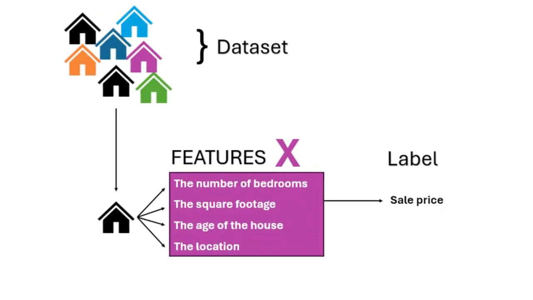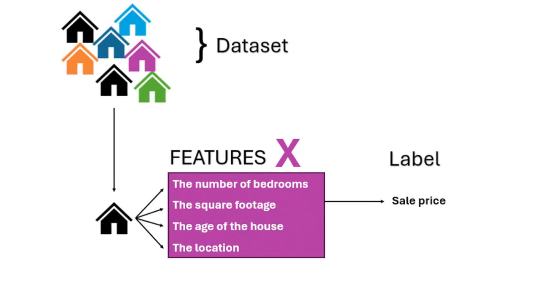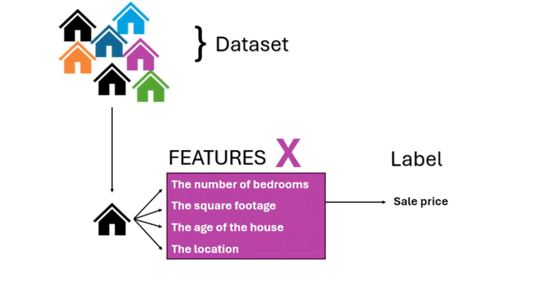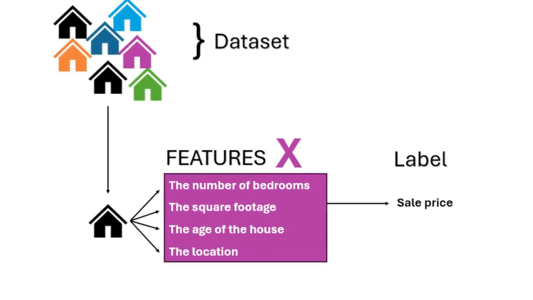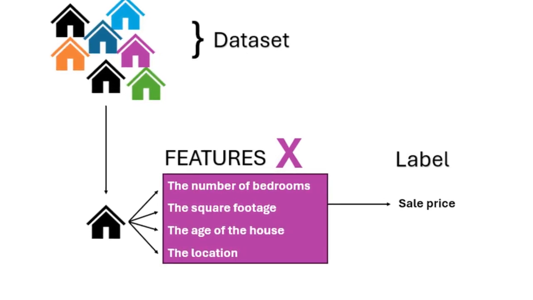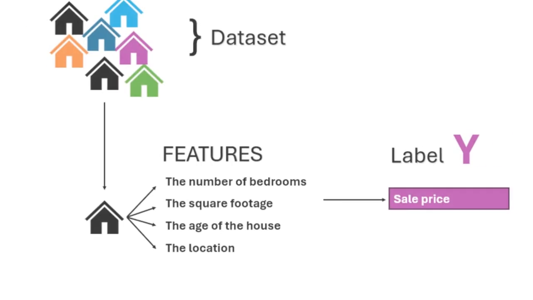For example, if you're training a model to predict the price of a house, the features would be things like the number of bedrooms, the square footage, the age of the house, the location. Features are often referred to as X.